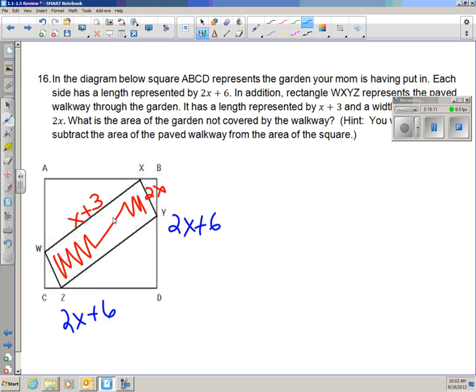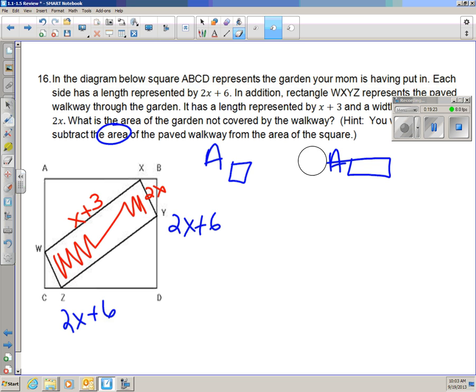We're looking for area. So we basically need to find the area of our square. We need to find the area of our rectangle. And when we subtract the two, you're going to be left with what's not shaded, and that's going to be the garden that's not covered by the walkway. So let's see if we can kind of figure that out.